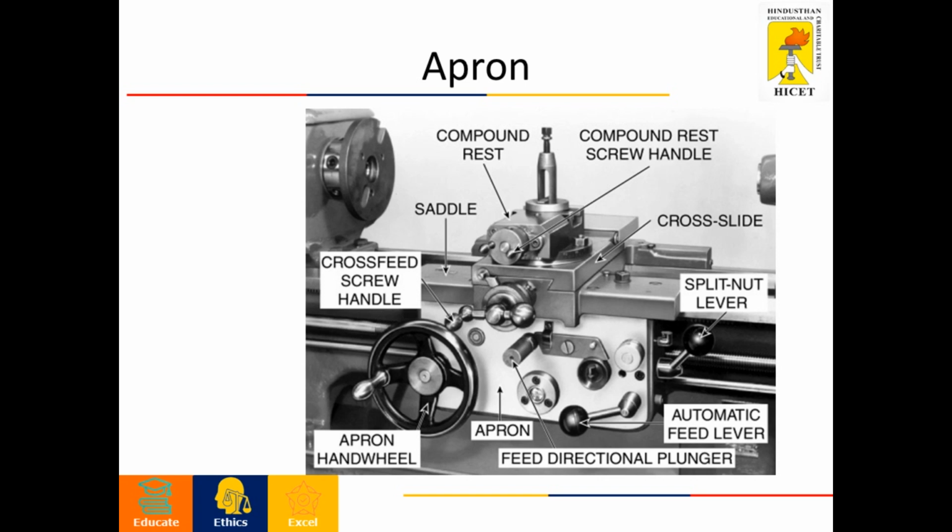The automated feed lever: we can switch it on and switch it off. The feed directional plunger: we can adjust it. The cross feed screw handle, split nut lever, cross slide, compound rest screw handle, compound rest and the saddle. These are the major components in the apron mechanism.